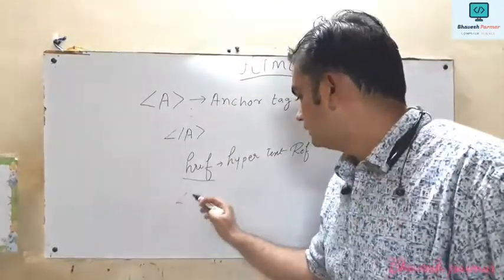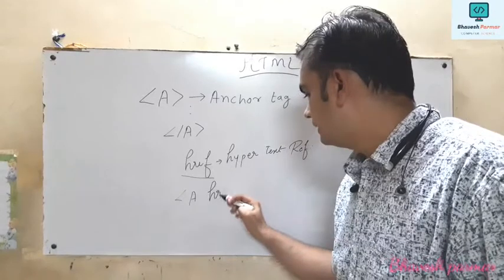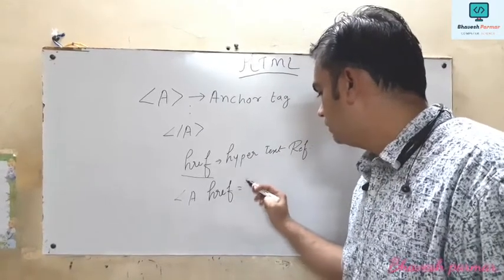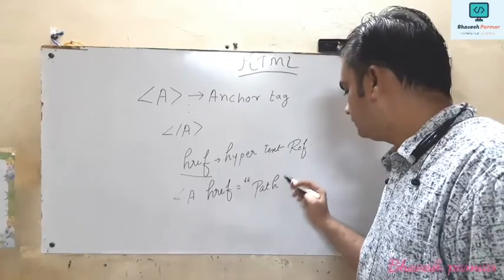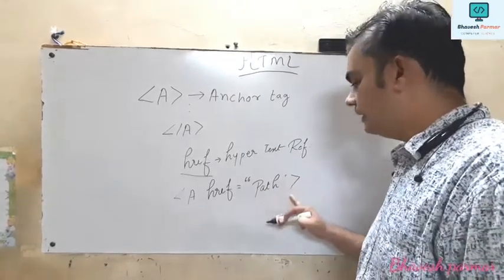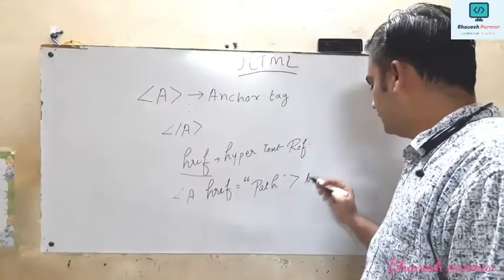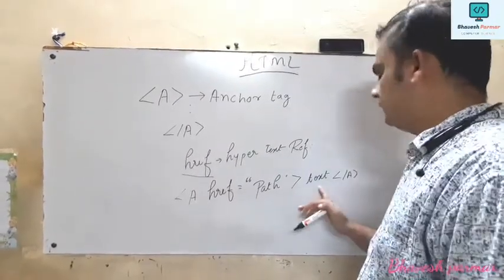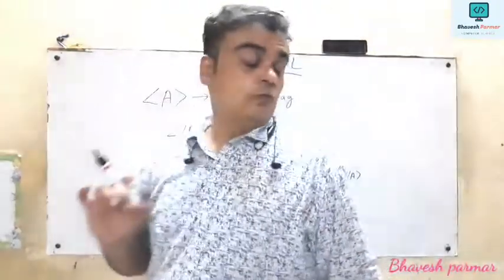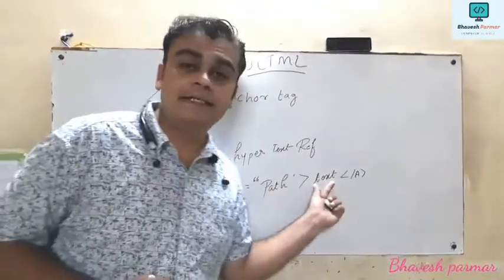The syntax is a href is equal to, in double quotes you have to mention the path, double quotes complete, tag complete, and here you have to mention the connecting text and then /a. So what is the use of this connecting text?